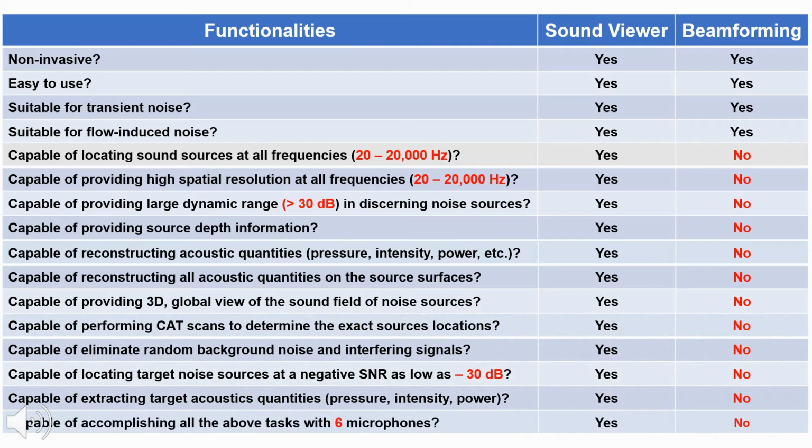their fields. In addition, SoundViewer can perform CAT scans, eliminate random background noise and interference signals, and locate and extract target sound sources and their acoustic characteristics at negative signal-to-noise ratio as low as -30 dB. Finally, SoundViewer can accomplish all these tasks by using 6 microphones, so its overall cost is very low.